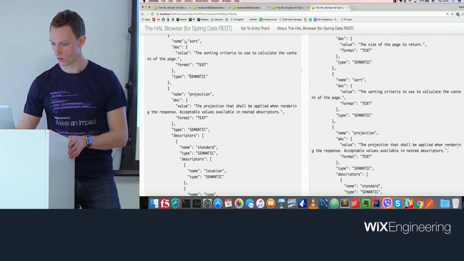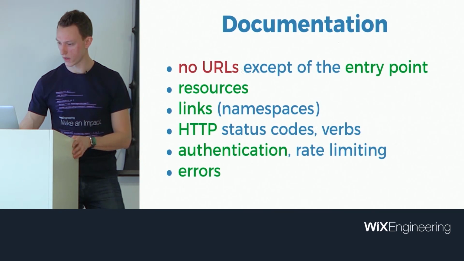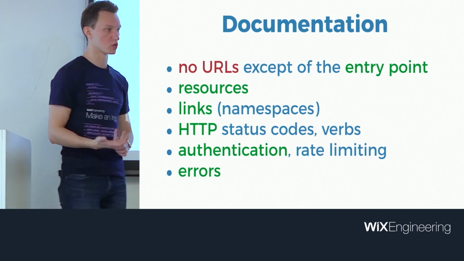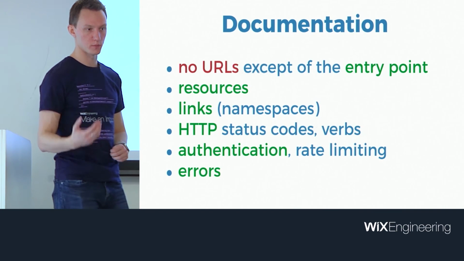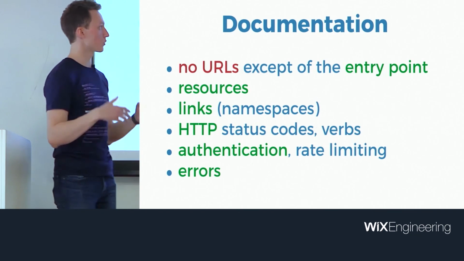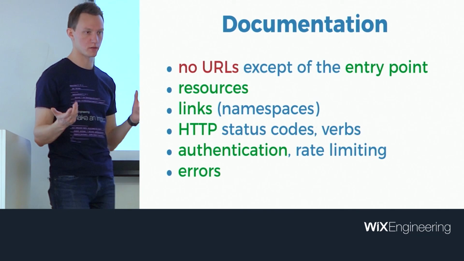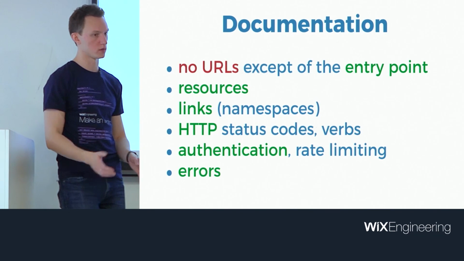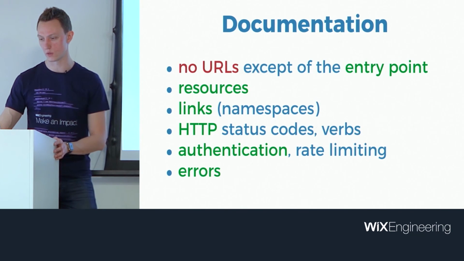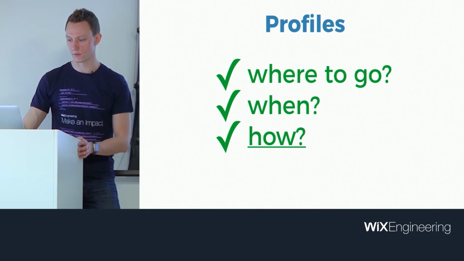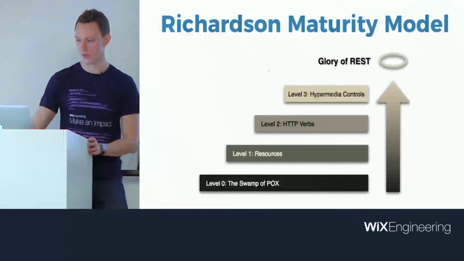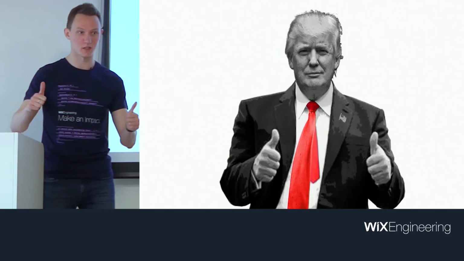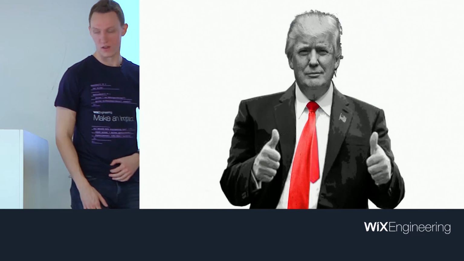Okay, so with that, a couple of words on documentation. Ideally, the documentation looks like this: you have an entry point, and from that entry point, you do not provide URLs to any other actions. You just say, this is the entry point, these are the links that are supported, these are the actions that are supported, and this is how data looks. This is what your documentation is about. And profiles we have covered. I think that's where we are with the hypermedia controls and the glory of REST. So thank you for listening.